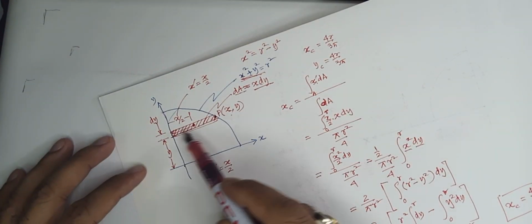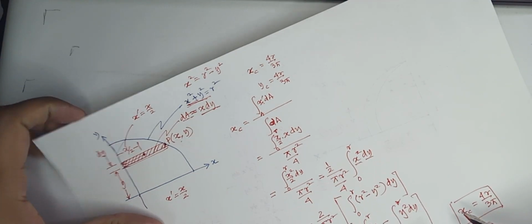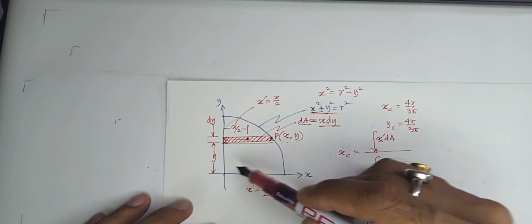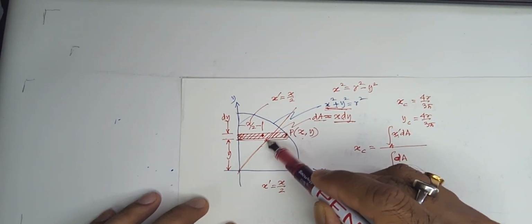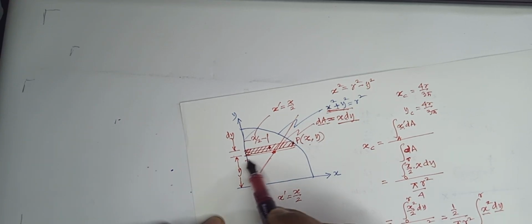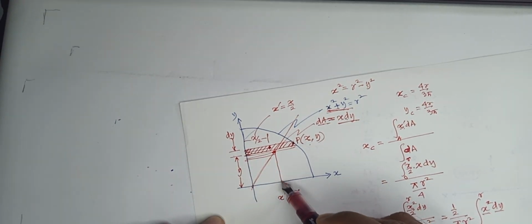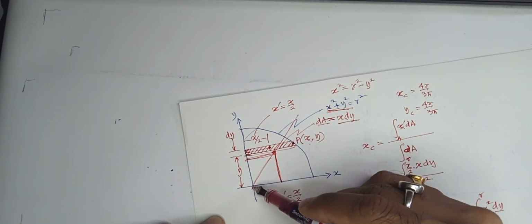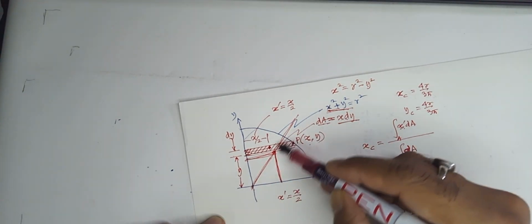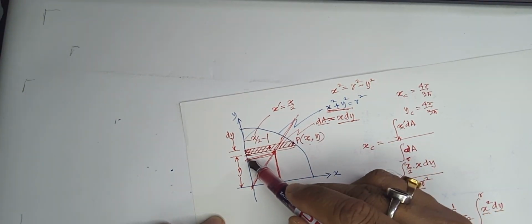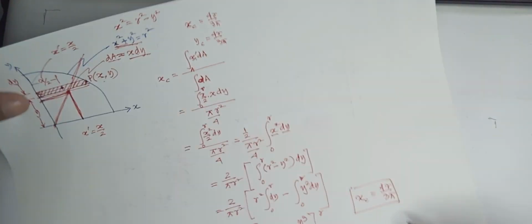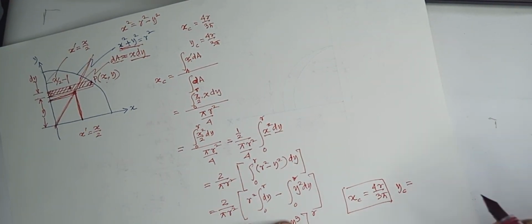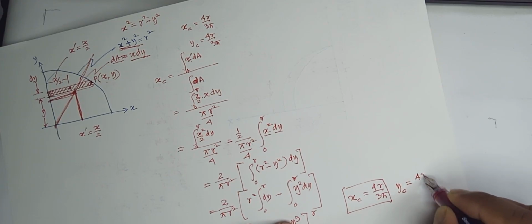In the same way you can show that the y coordinate is 4r by 3 pi, or you can say that since this is symmetrical, it will be on this line, and therefore it is 4r by 3 pi. That means the x coordinate is 4r by 3 pi, therefore this will also be 4r by 3 pi symmetrically. That means this centroid will lie on the midline, the line of symmetry. Therefore if this is 4r by 3 pi, this will also be 4r by 3 pi. That way you can write that yc is 4r by 3 pi; you have to write the proper explanation with logic.